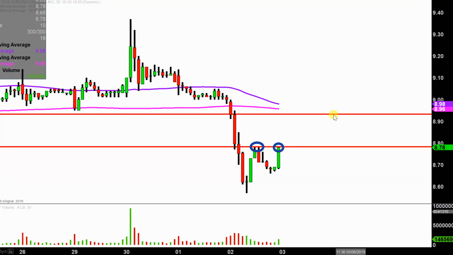So my point is, before you start talking about doing battle with 893, the price first needs to prove itself, quote unquote, by getting up above and staying up above that $8.80 range.